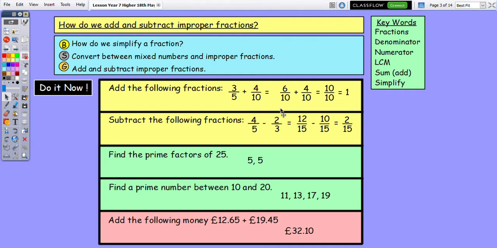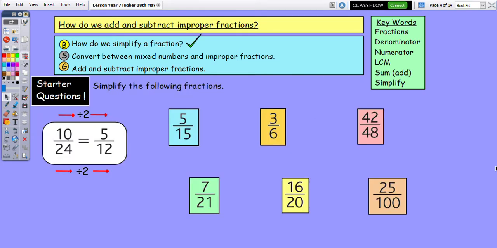Pretty straightforward, not any more difficult than what you've already done. We may obviously have to simplify a fraction. We should all know how to simplify a fraction. We need to find a number that divides into both the numerator and denominator. So I need a number that divides into 5 and 15, 3 and 6, 4 and 8, and I keep simplifying until I can't find a number that goes into the top and bottom number. Okay, so pause the video, have a go at them, and I'll give you the answers in a second.